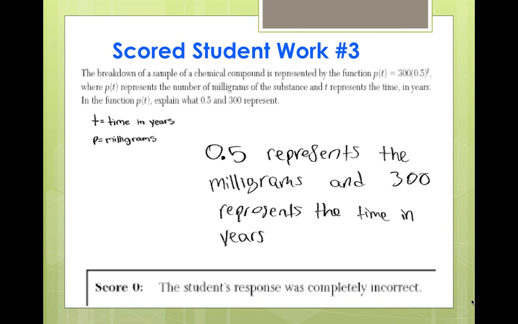And here is the scored student work for student number 3. Let's look at their response. They represent over to the side where they have T is time in years, and P is for milligrams. So their response is 0.5 represents the milligrams and 300 represents the time in years. And of course, the entire response is just completely incorrect.